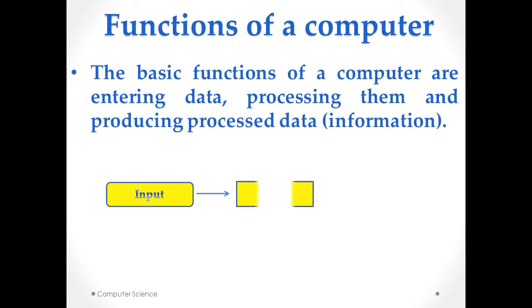Functions of a computer. Basic functions of a computer are entering data, processing them, and producing the processed data, or we call this as information. So you can input the data by using input devices, then process by processing devices. Finally, you can output the result by using the output devices.